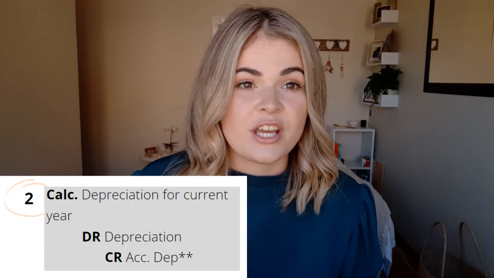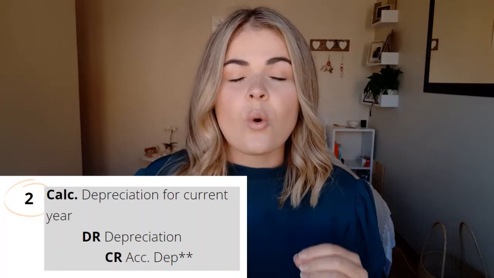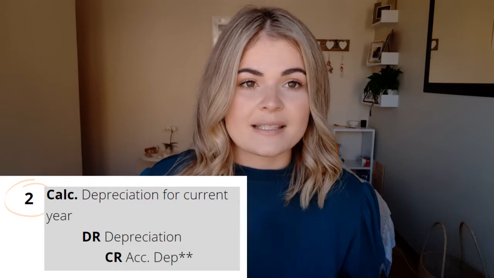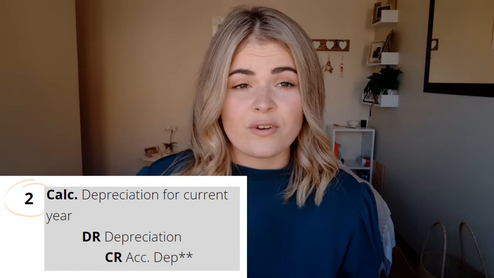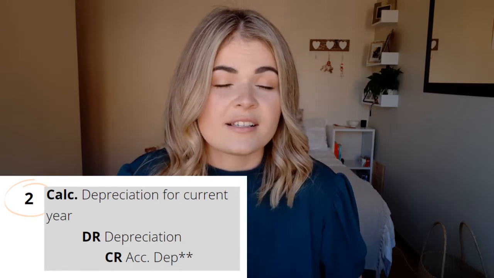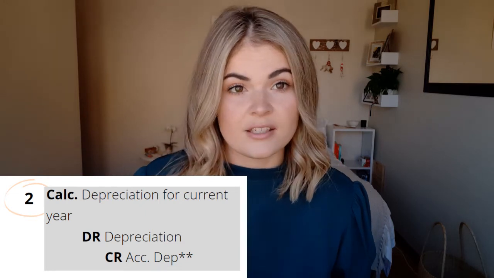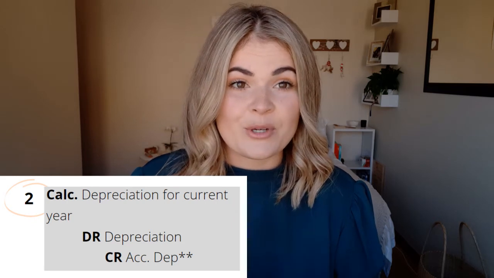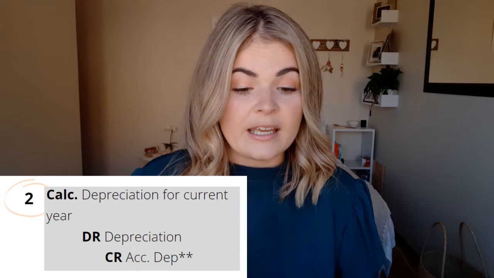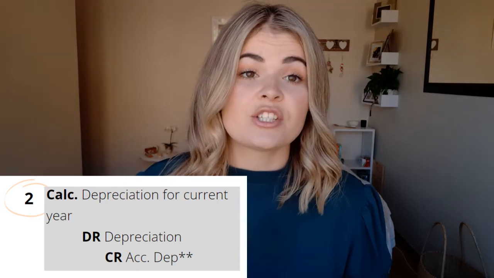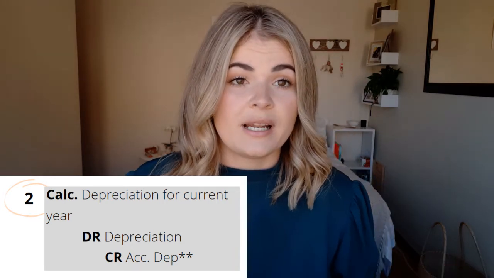Okay, step number 2. You got to calculate depreciation for the current year. So always remember, depreciation is month sensitive. If you're selling this asset 6 months into your financial year, you got to depreciate that asset for 6 months of the year. Always depreciate up until the day that you sell that asset. With that, you got to debit depreciation and credit accumulated depreciation for that asset.